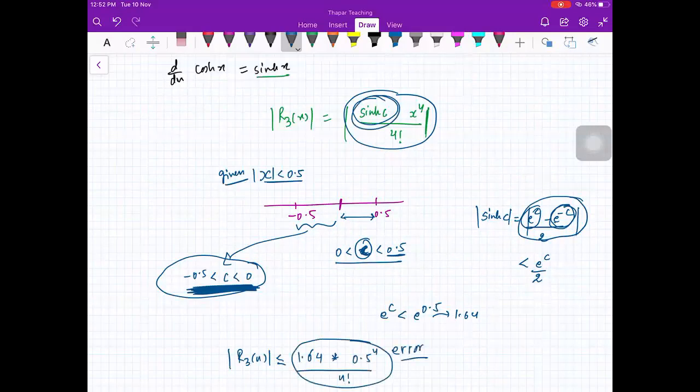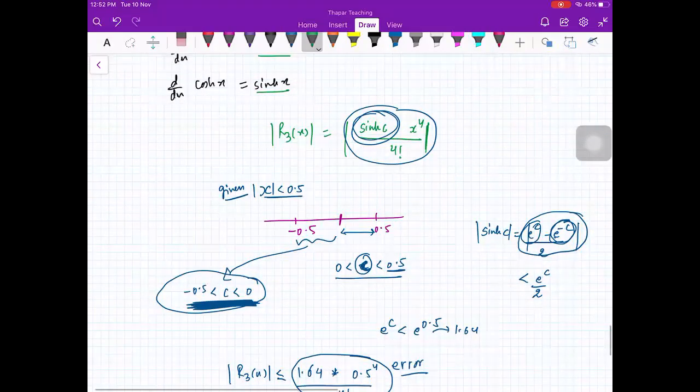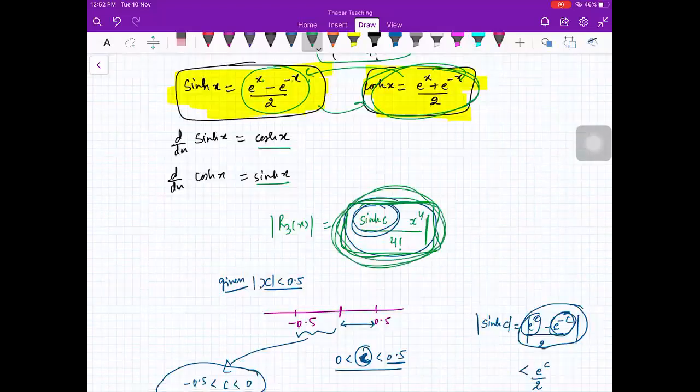Okay, beta? Is that thing clear? Can you please explain again? Yeah, beta. In this question, you are asked what is the error. So here our error is this. Is this clear to everyone? This is the error, from the formula. Now we have to find the maximum value of this error. The only information given is that mod x is less than 0.5. So I know this is less than or equal to sine hyperbolic c into 0.5 raised to power 4 by 4 factorial. So this is the number I have to compute, sine hyperbolic c.